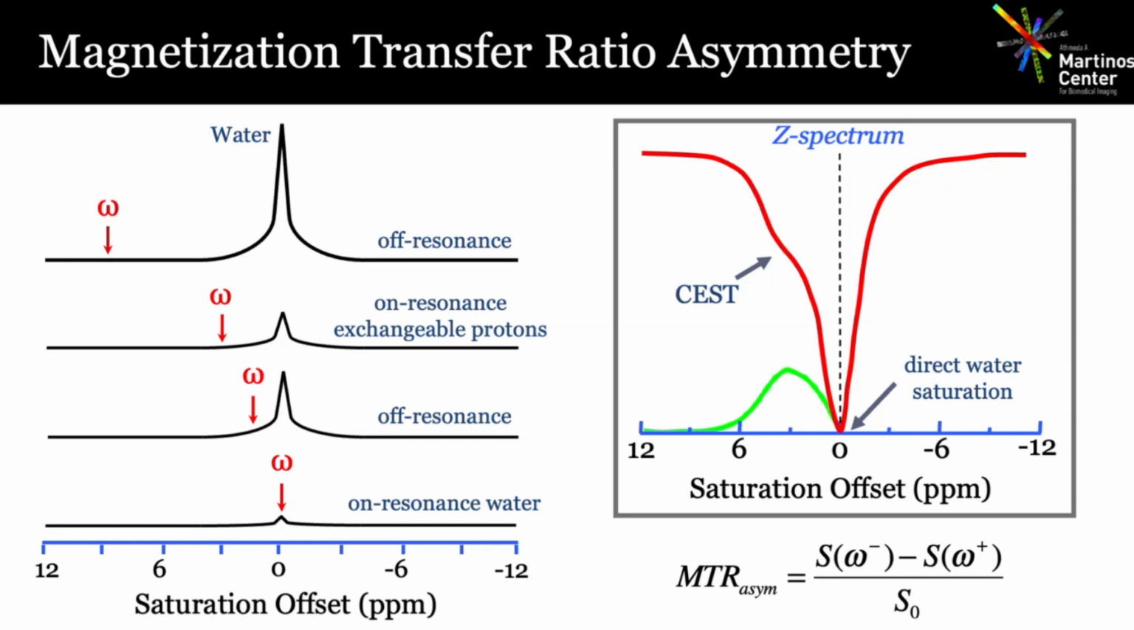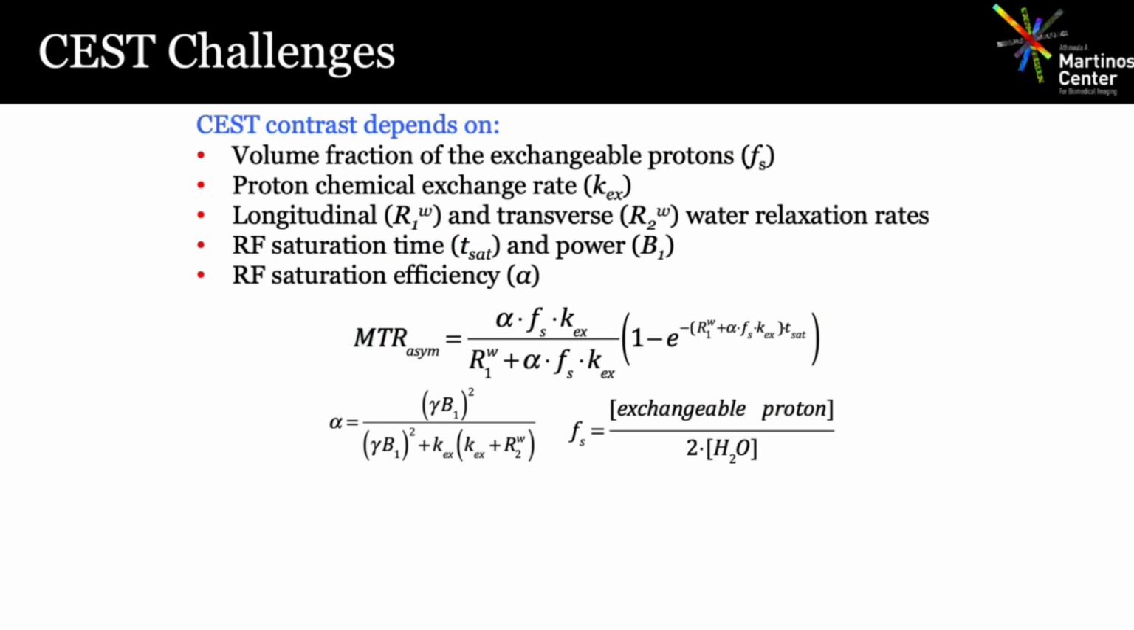And then you can see that the green is a peak at the chemical shift of that exchangeable proton. Problem is, CEST contrast is just a weighted image contrast. It depends on a lot of different parameters, including the number of exchangeable protons or your concentration, the chemical exchange rate, which depends on the pH, your relaxation times, your RF saturation power and time, your saturation efficiency. So it's really only semi-quantitative. We're not really getting any of this information from just the simple magnetization transfer ratio asymmetry.